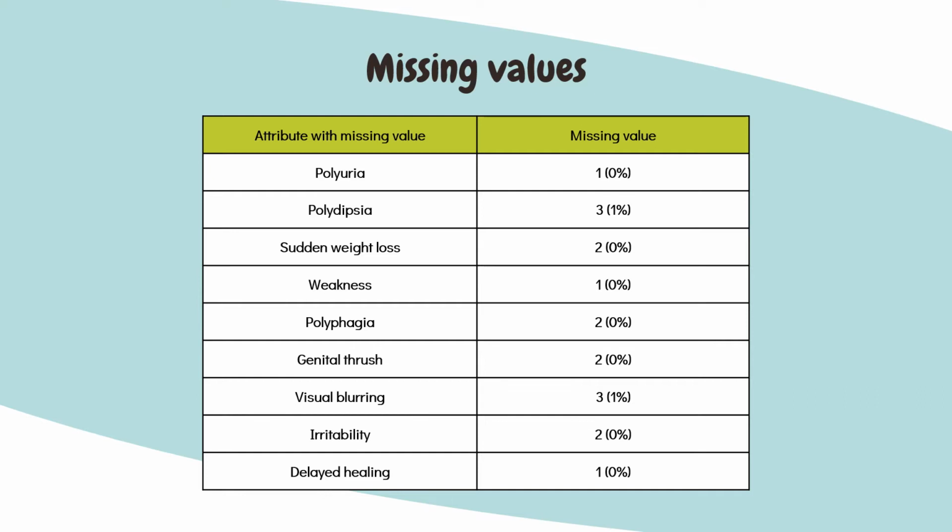Next is missing value. From this data set, there are 9 attributes with missing values. For example, polyuria, weakness, and delayed healing have missing value of 1 and the percentage is 0%. Next is polydipsia and visual blurring, which have missing value of 3 and the percentage is 1%. For sudden weight loss, polyphagia, genital thrush, and irritability, the missing value is 2 and the percentage is 0%.